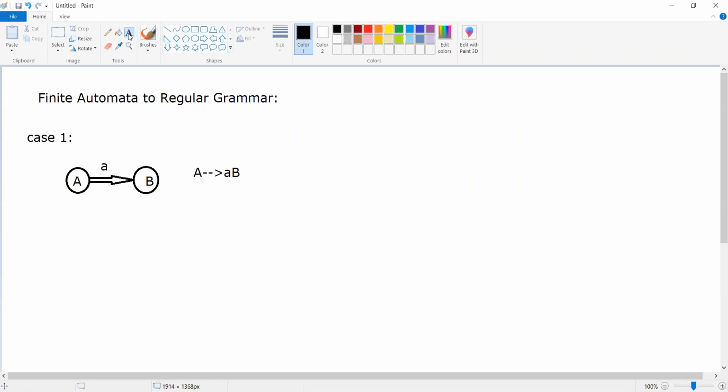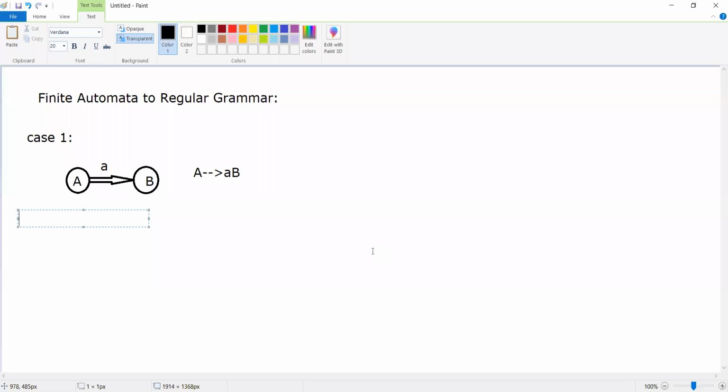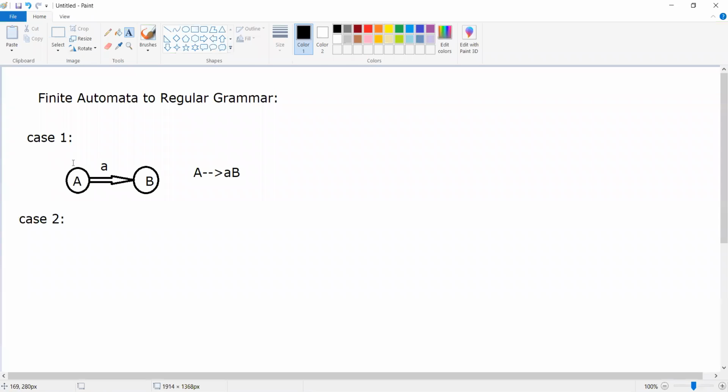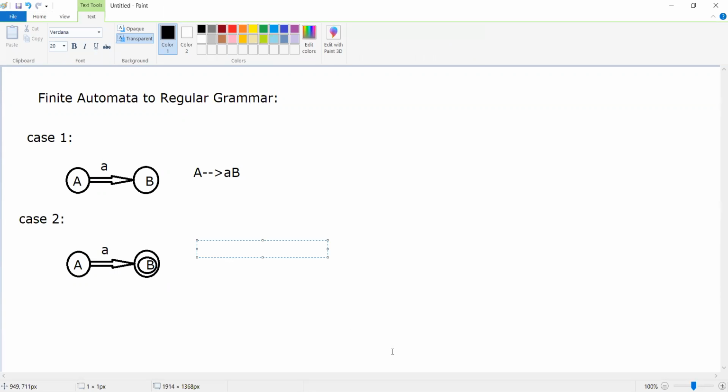Now let us consider case two. I'm going to copy the same diagram. Here both A and B are non-final states. Now let us assume that we have a scenario where B is a final state. When we have B as a final state, then the transitions are going to be like this.